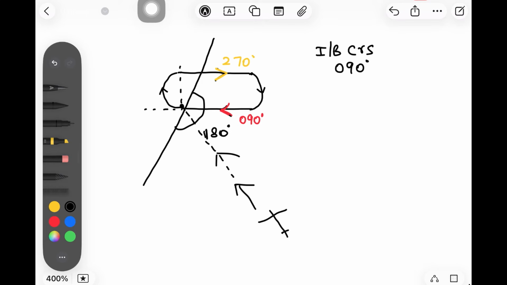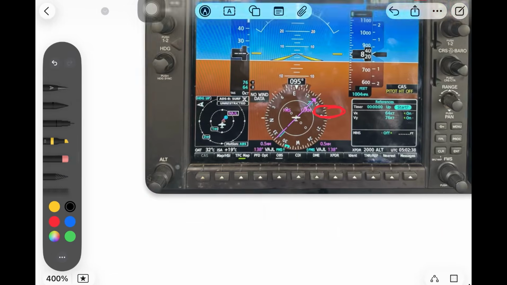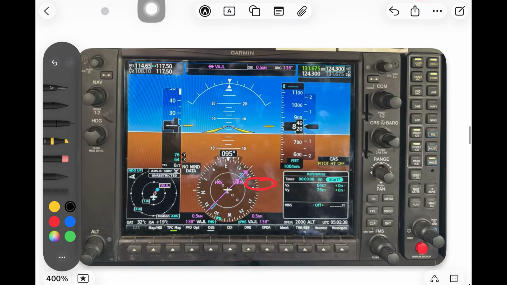Okay, so when you come over the fix, let's suppose this charger is my fix and I'm coming from anywhere and I'm flying over this charger. As soon as you fly over this black dot, your aircraft's RMI needle, the needle which I showed above here, this will flip.